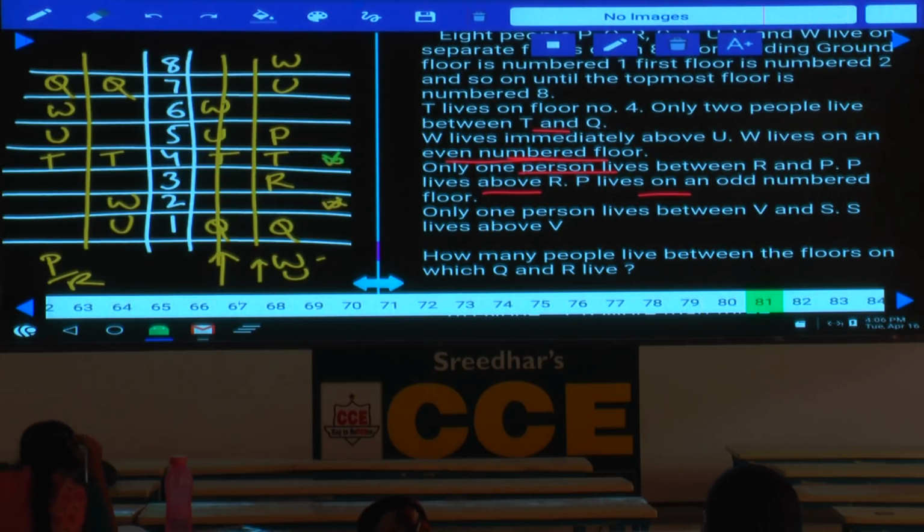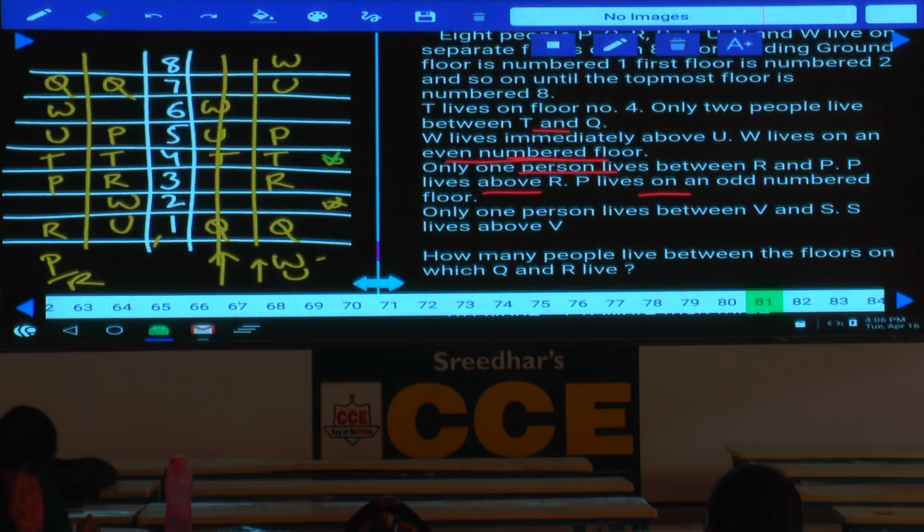And again coming to the other possibility here, then P and R. Now in this P and R, P cannot be on the 1st floor, and P cannot be on the 3rd floor, and P must be on the 5th floor. If P is here, R will be here. And in the next one, P and R. P is here and R will be here.